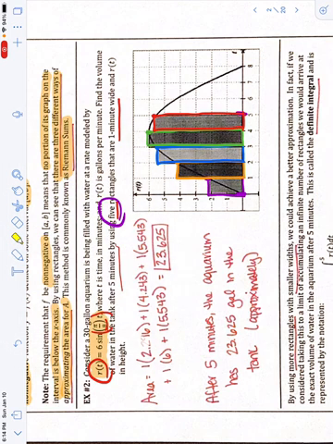Now, here's what I want you to notice. This is over. That's over. That's over. That's over. And that is under. So this is probably going to give me an over approximation of the area under the curve.